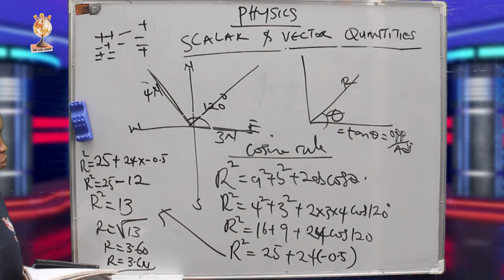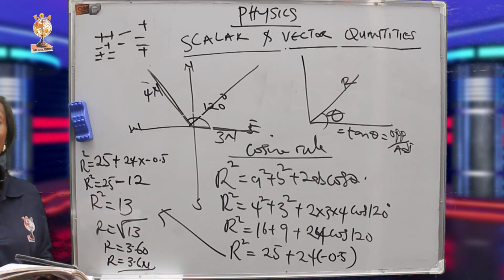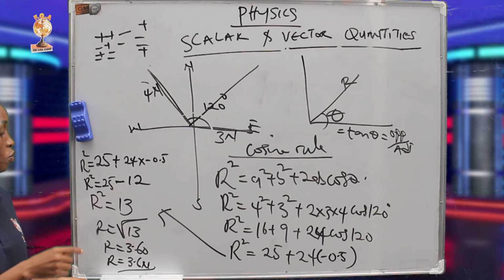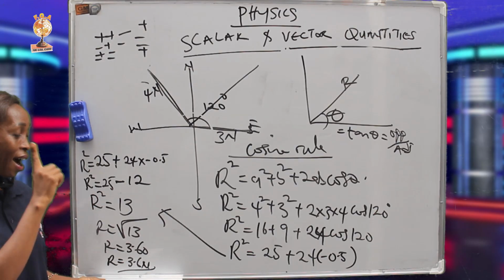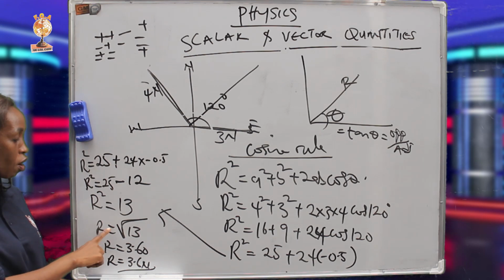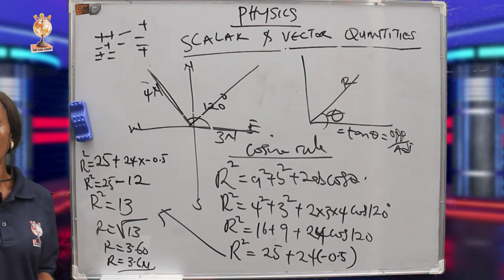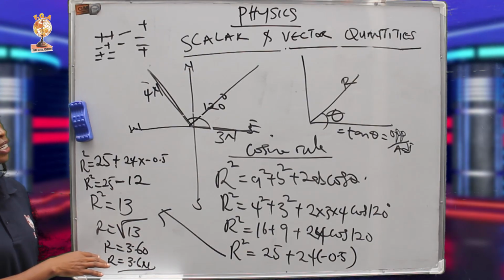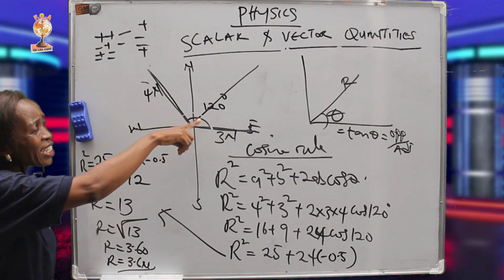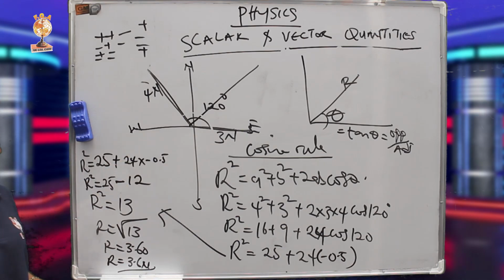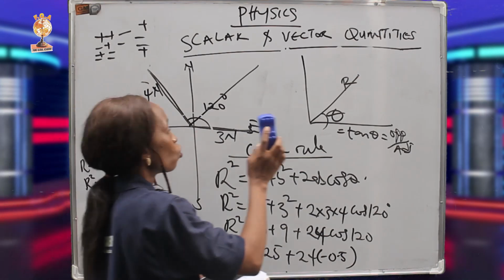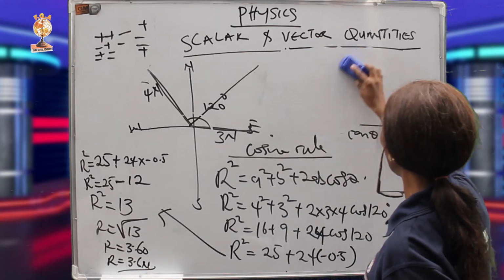And I am not dealing with the square root of r. Sorry, I'm not dealing with the square of r. I'm dealing with r as an entity. So r becomes the square root of 13, which is approximately 3.6 Newton. So having known that, I still have to find the angle sustained, for which I will use the sine rule, no longer the cosine rule.